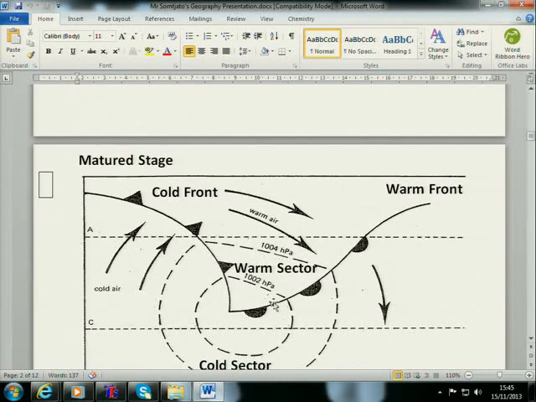Now, between the warm front and the cold front, where we have the cold air, that area is called the cold sector. Learners, you need to know the features of the mid-latitude cyclone in the mature stage. They can be well seen: the cold front, the warm front, the warm sector, and the cold sector. In this stage, we say the mid-latitude cyclone is in its mature stage.